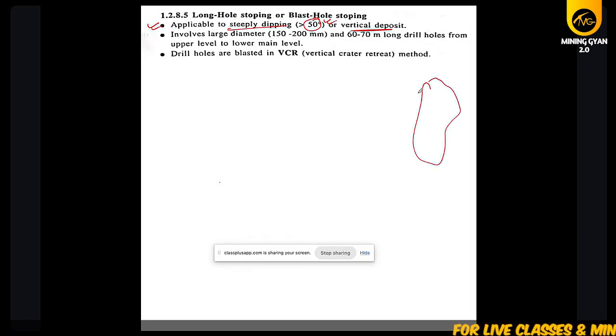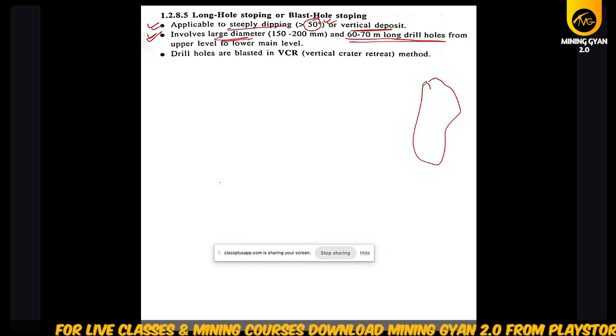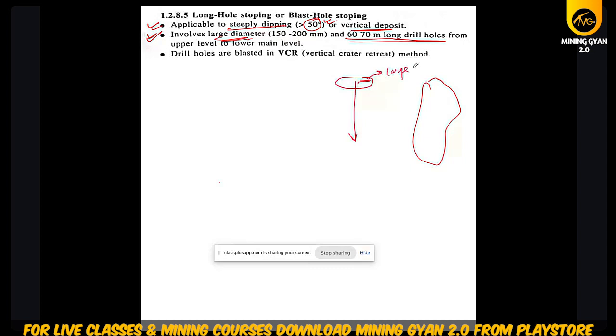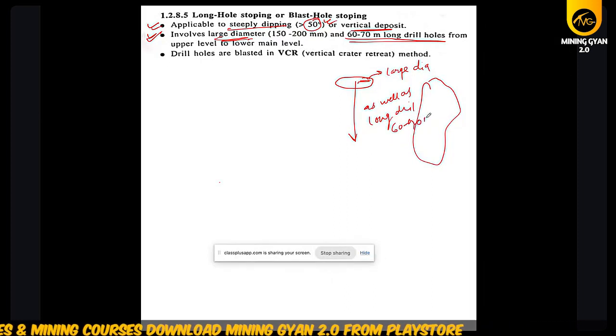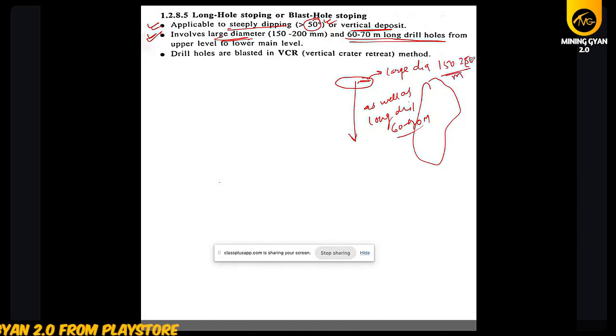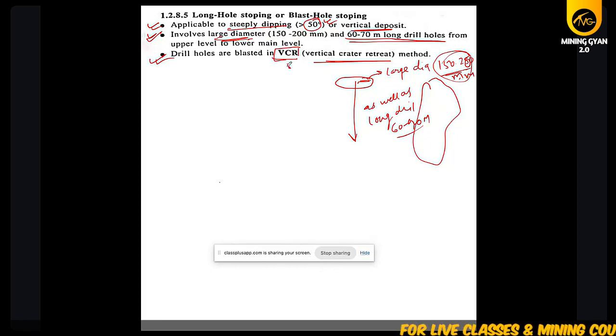Okay, and it involves large diameter and long drilling holes, meaning long holes are needed. Diameter should be more, meaning large diameter as well as long drill holes, up to 60 to 70 meter long, with diameter 150 to 250 mm. Drill holes are blasted in the vertical crater retreat method, the VCR method. So in the long hole stoping method we use the VCR method.